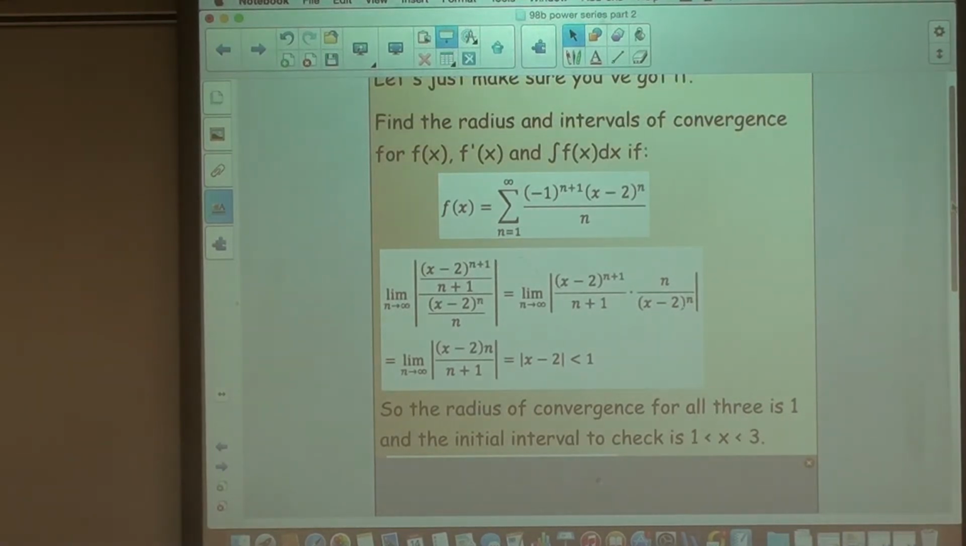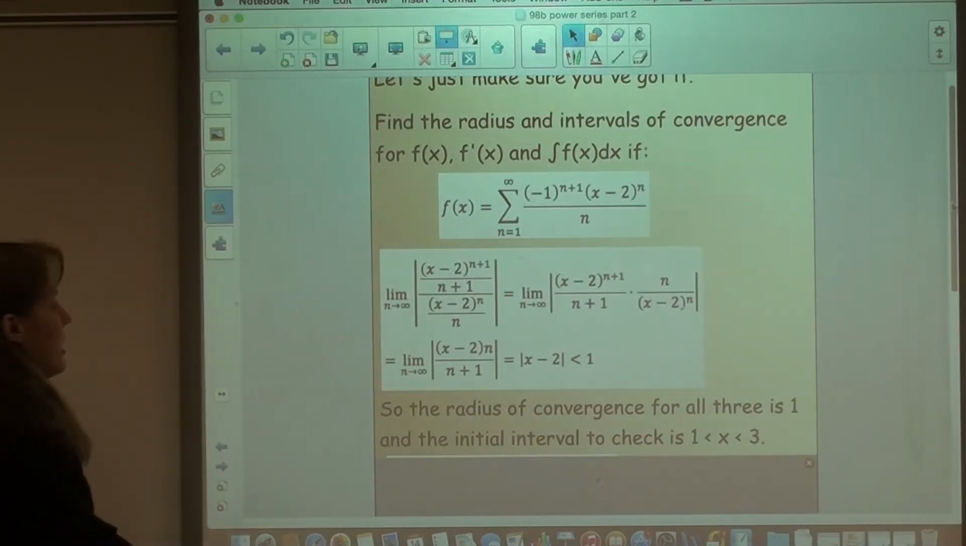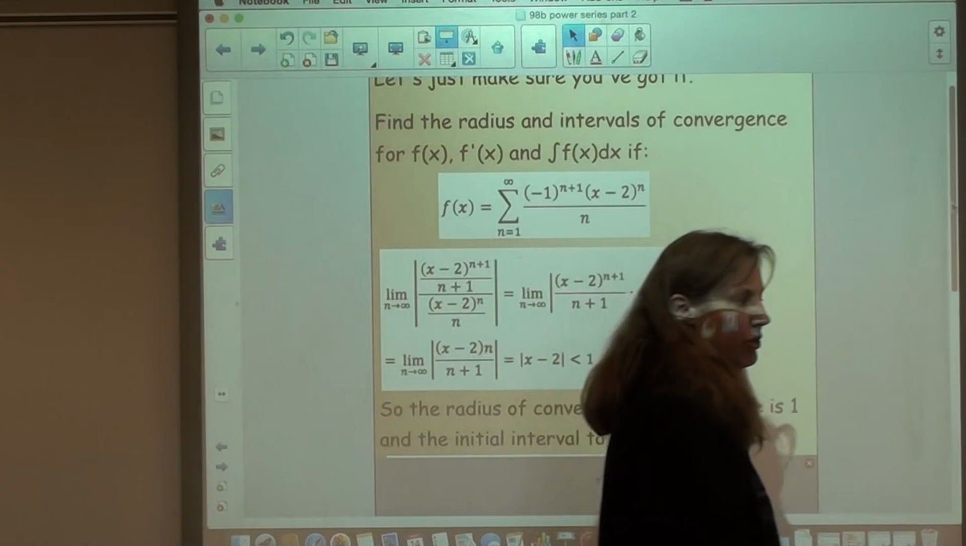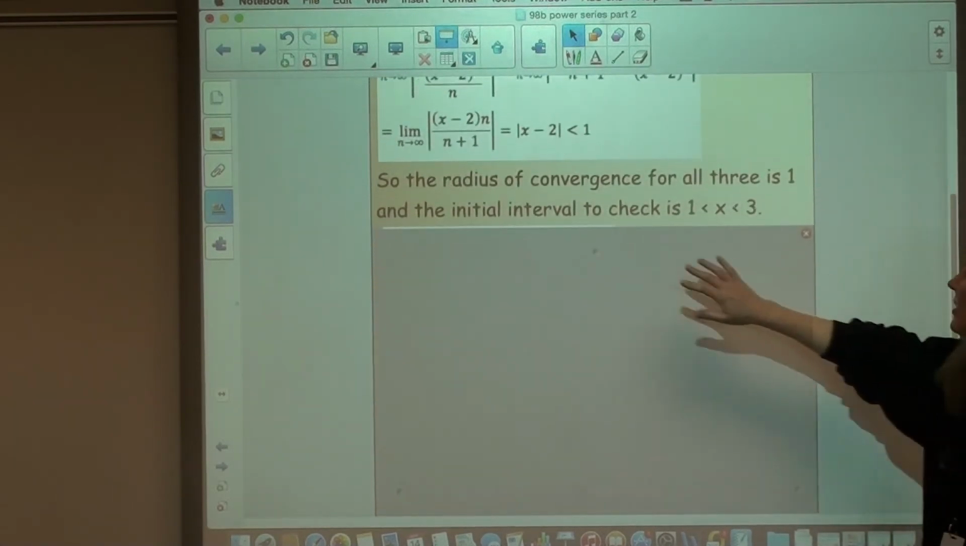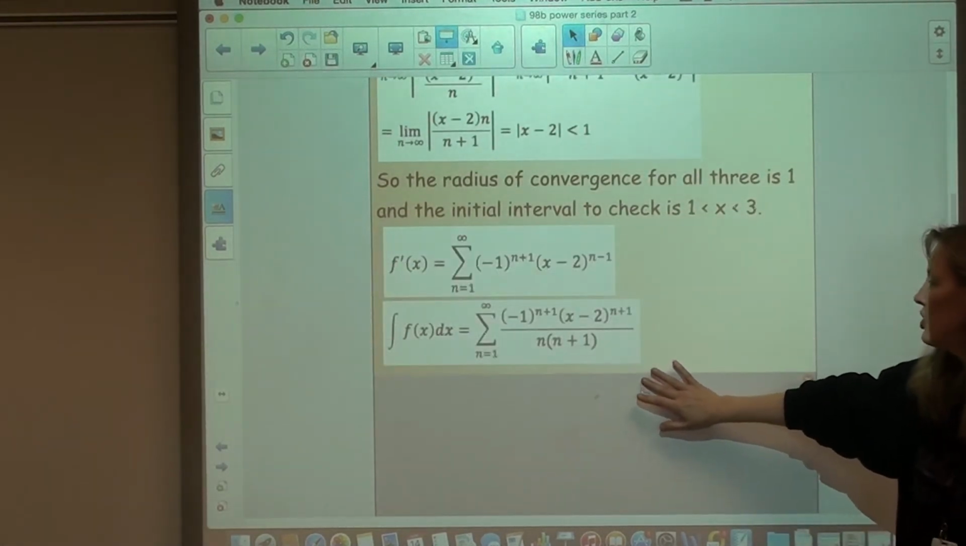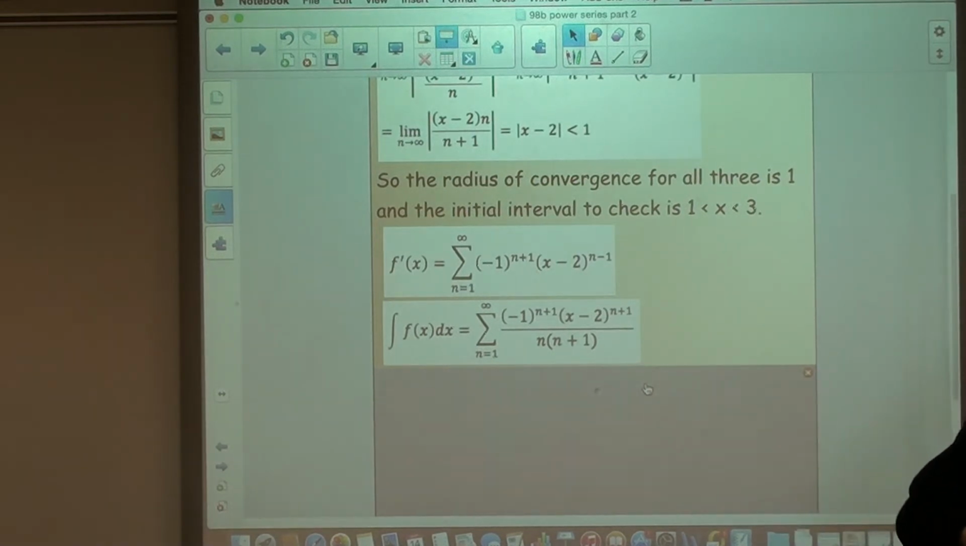Guys, please don't include the negative one when you're applying the ratio test. It's throwing everybody off. So just don't include it. The absolute value of negative one is one, right? Check your answers for f prime and the integral of f. Make sure you got the correct series.